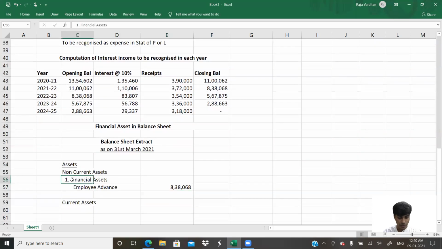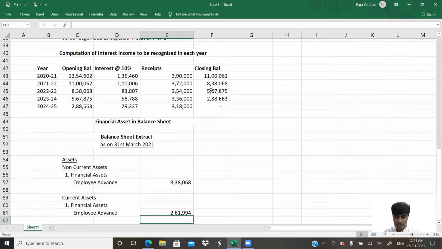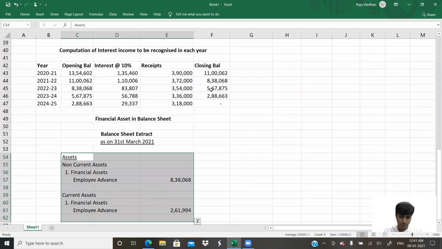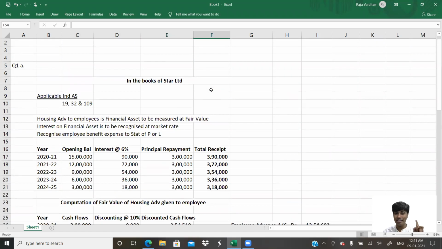Next, the same thing is going to happen with respect to our current assets also. But under current assets, how much will it be? You would write 11 lakh 262 rupees minus 8 lakh 38,068. So 2 lakh 61,994 rupees of the employee advance is our current assets. So this, my friends, is the balance sheet extract. I hope this helps. So this is the solution to question number 1A.